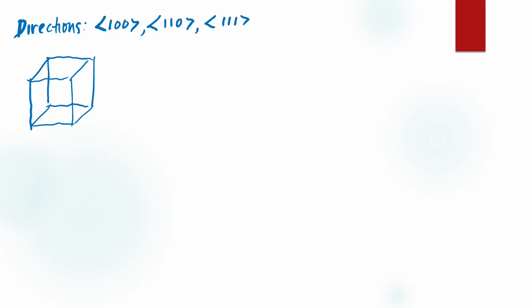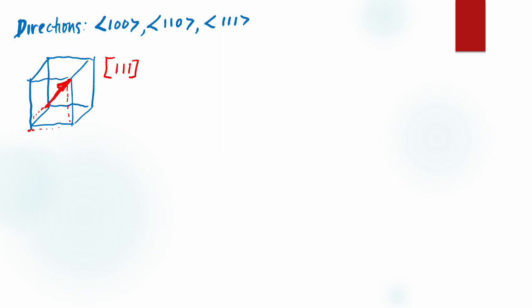So for example, if I take the direction that goes from the back, bottom, left corner all the way up to the top right front corner, it's going to move +1 in X, +1 in Y, and +1 in Z. So that direction is the 1, 1, 1 direction.